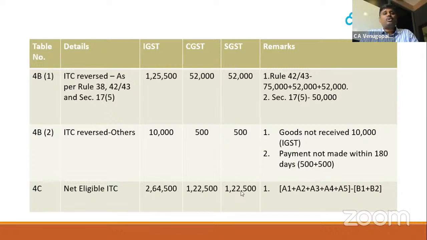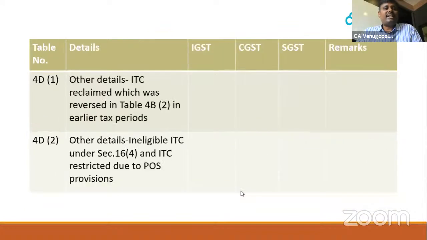Then you have a situation where goods not received 10,000 plus payment not made to the supplier. So you can see there is a reversal happened in 4B2. Both got reversed. However, 4B1 is a permanent reversal, 4B2 is a temporary reversal. The net input tax credit that you have availed is 4A minus 4C. Continuing further, is this the end? Answer is no. There are facts which say that there is ineligible credit, which is shown in 2B. How will that ineligible credit in 2B show up?